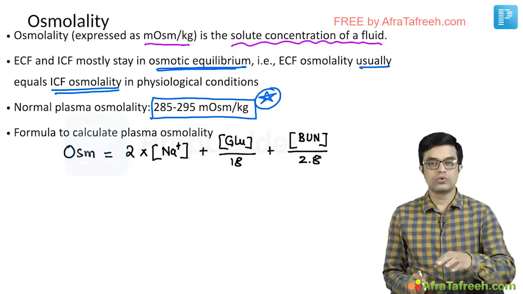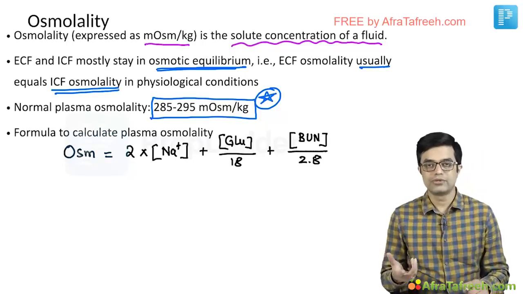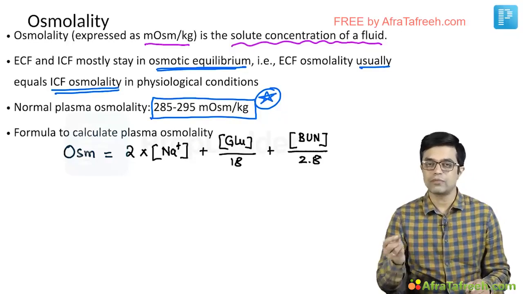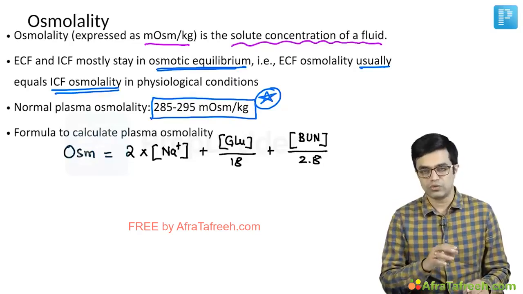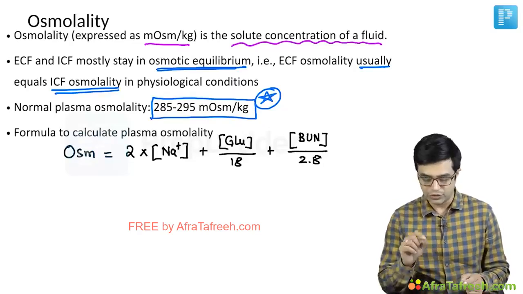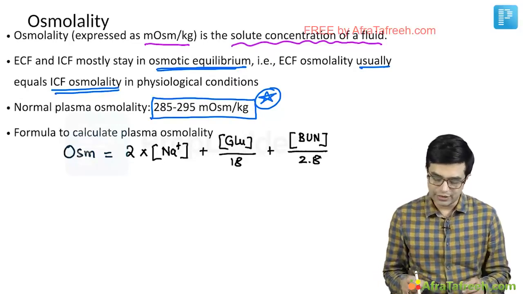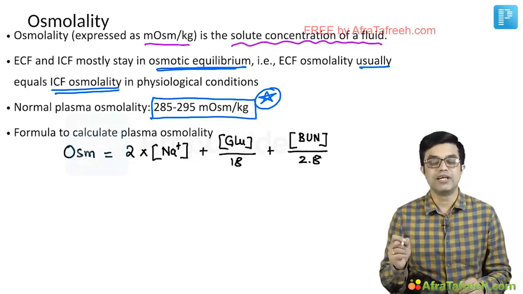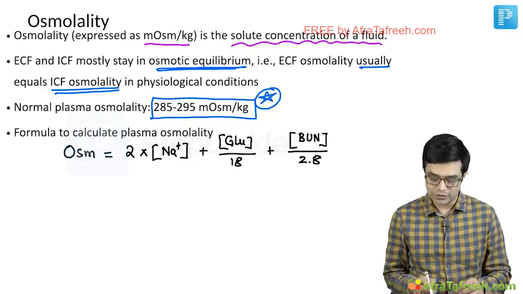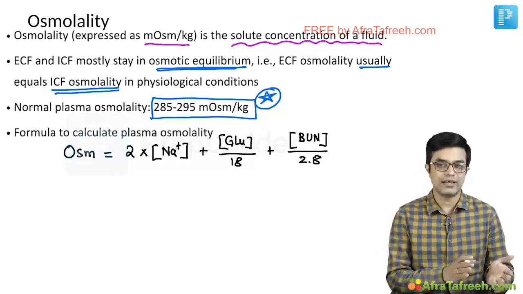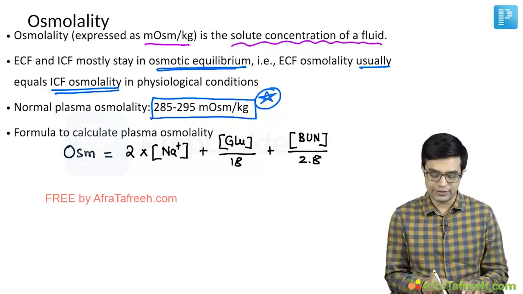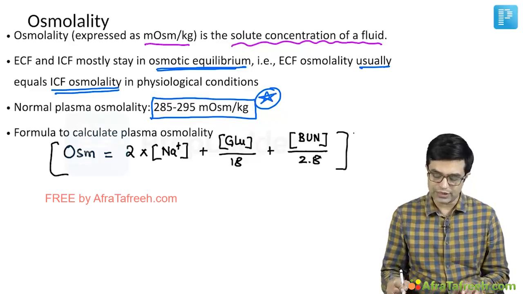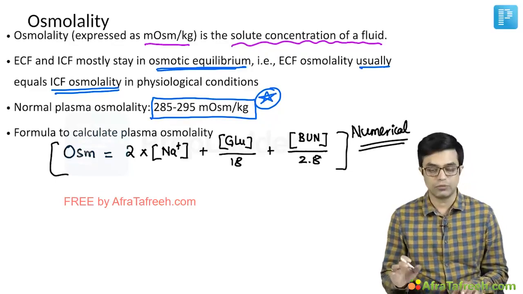Why are we using 2 into sodium? Because sodium will never stay alone. Sodium will be associated with either chloride or bicarbonate. So whatever sodium concentration we have, we multiply it by 2 to calculate the effective plasma osmolality. Similarly, glucose and BUN are usually mentioned in milligram per deciliter, but sodium is in millimole per liter. To convert that, we divide glucose by 18 and divide BUN by 2.8. This is the formula on which a numerical MCQ can be asked in the entrance exam. So please remember the formula.